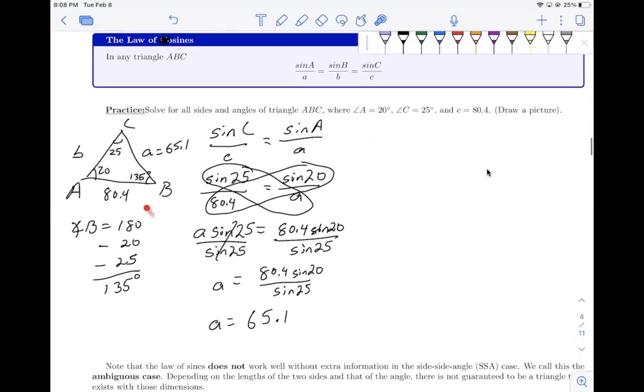So easiest is just remember this fact. When I'm given two angles, find the third one first. That way we don't have to mess with the longer law of cosines or anything. But now that we have that, we can easily set up another relationship.